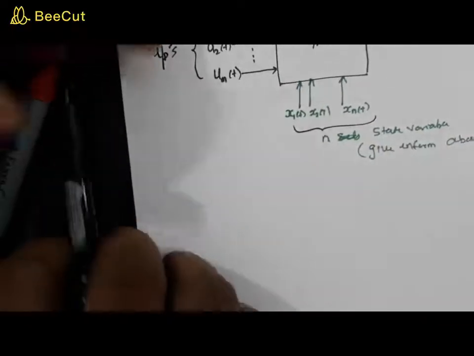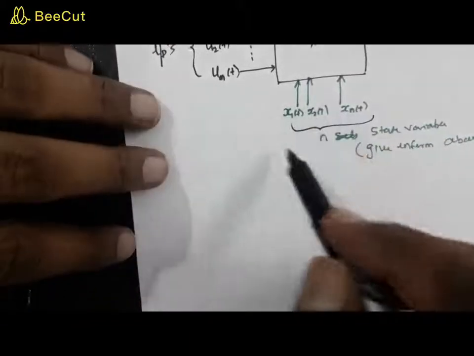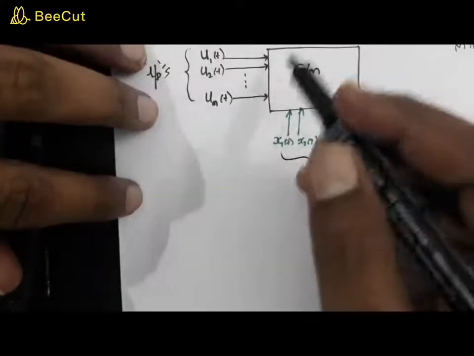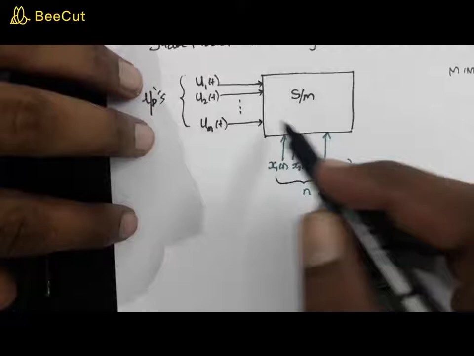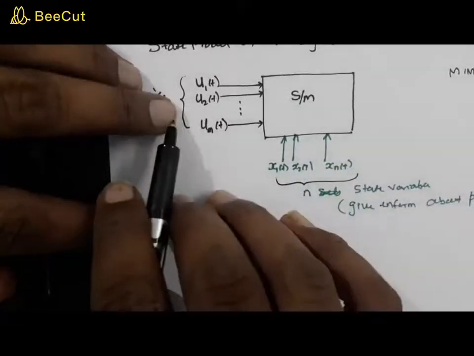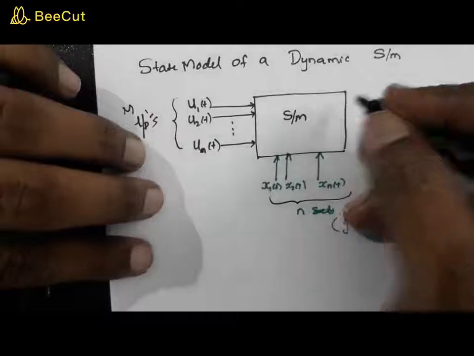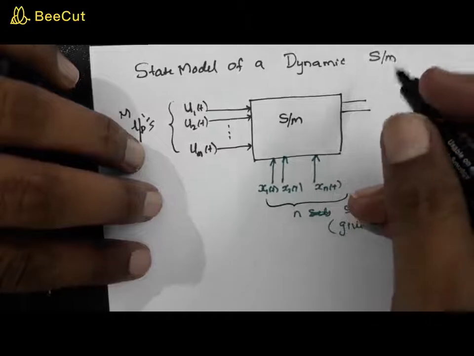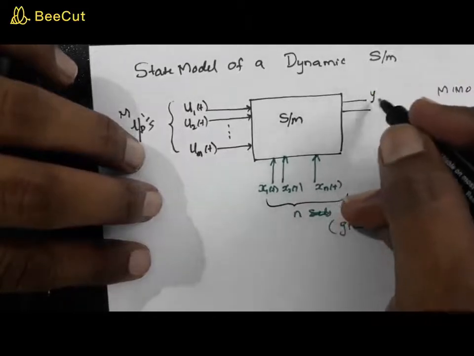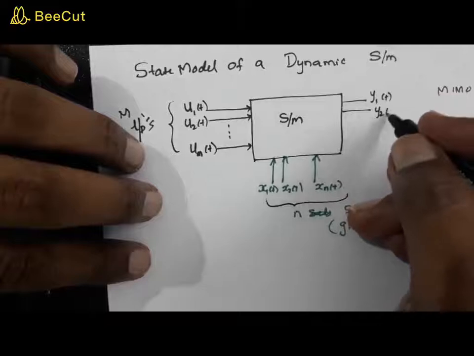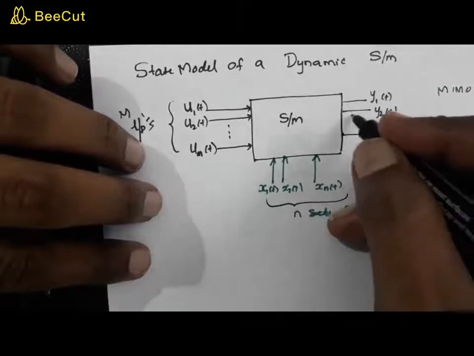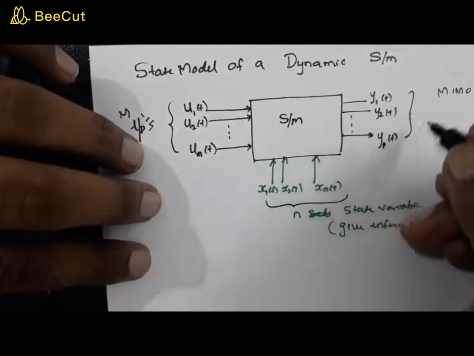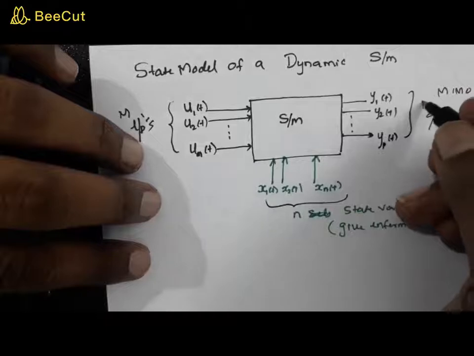So even before you give this input, this system gives you the idea about the presence and absence of various voltages or currents, if it is an electrical system. Now, since it is a MIMO system, you can expect more than one output. Let me designate the outputs as y1 of t, y2 of t, up to yp of t. So here you have p outputs.